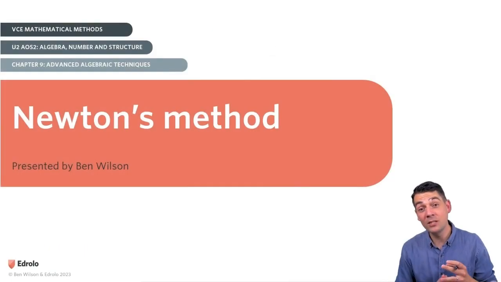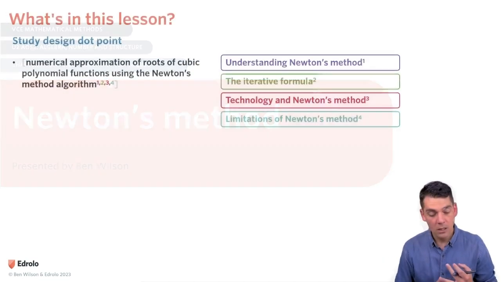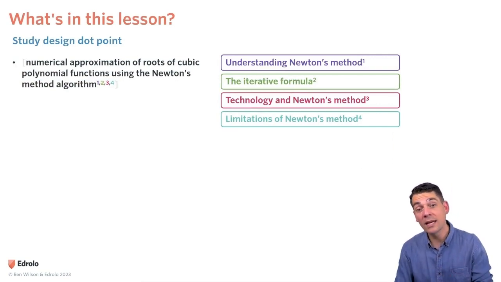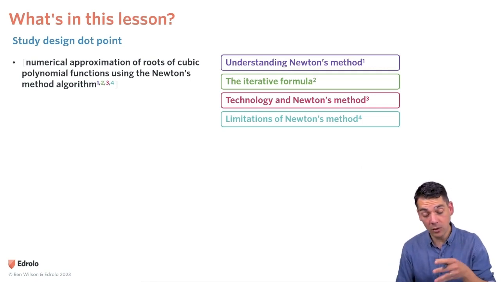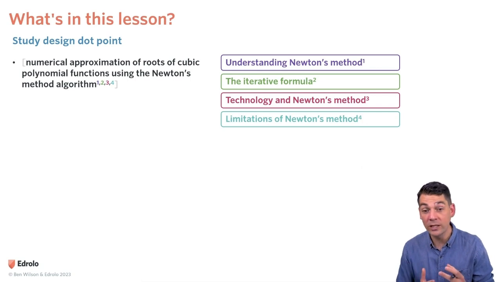So the name of the lesson is Newton's method. You and I both know it's the Newton-Raphson method, but for the sake of brevity, let's go on with Newton's method and let's have a good time. So we're going to be looking at understanding Newton's method. What is it? How does it work? We're going to come up with a formula and we're going to be looking at how that formula is applied. Then we're going to look at how we can use technology, which is a lot simpler with Newton's method. And then we're going to look at the limitations because there are places and situations where it doesn't work. So let's get stuck in.